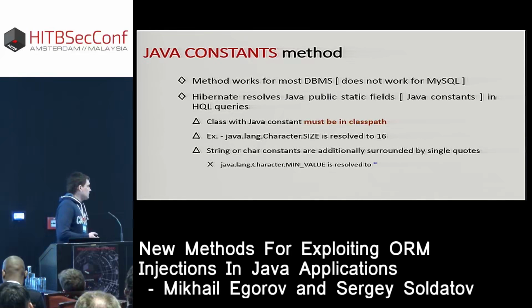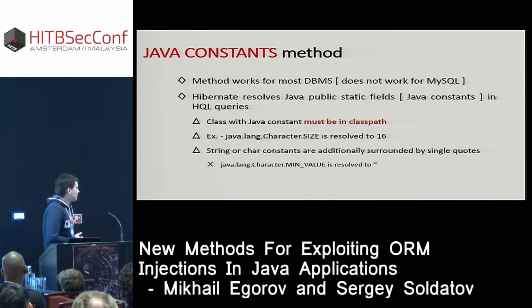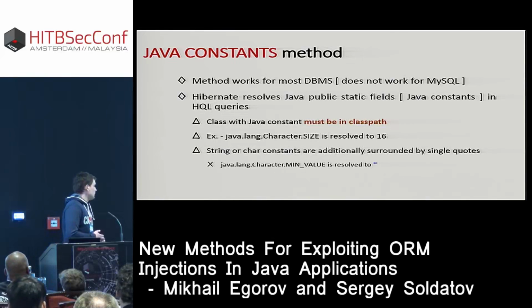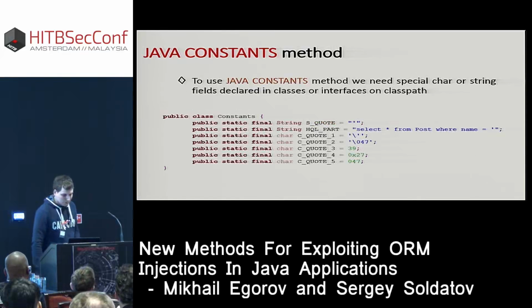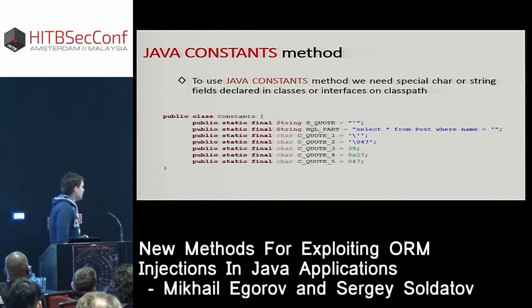If we are referencing public static fields of type string or char, Hibernate will additionally surround them with 2 single quotes. So java.lang.Character.MIN_VALUE will be replaced with just 2 single quotes. So to use this method, we need classes on the class path that have public static fields of type char or string that have a single quote.